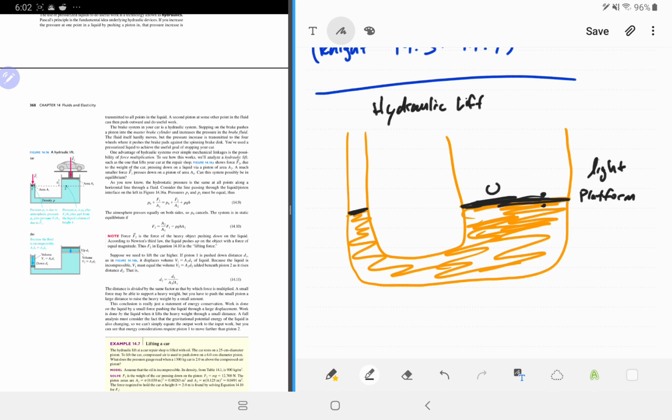But now imagine that you put a car right here on the big platform. You're going to see just how terrible my drawing is. It's my car.